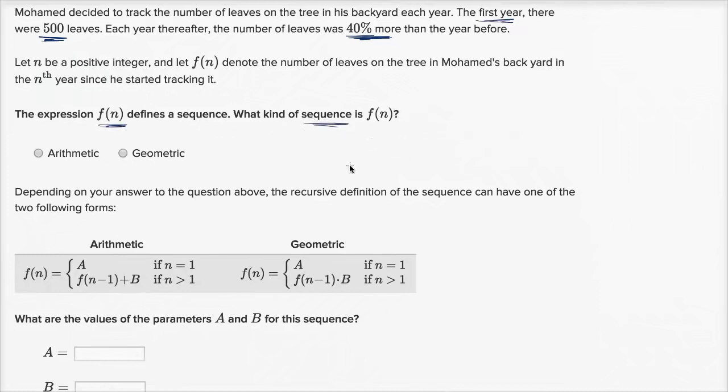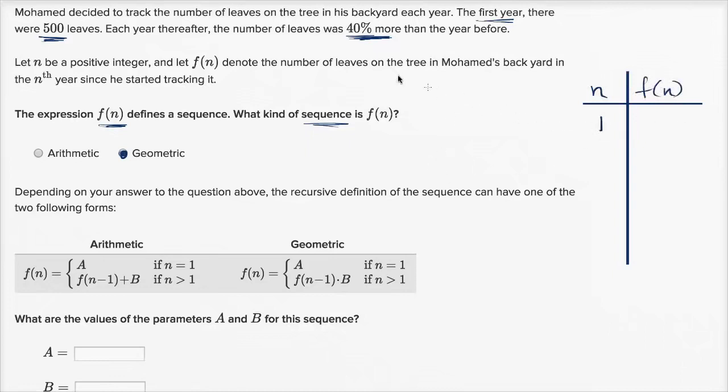So some of you might be able to think about this in your head. Each successive year we're growing by 40%. That's the same thing as multiplying by 1.4. You might say, well, each successive term we're multiplying or dividing by the same number, so it's going to be geometric. But let's make that a little bit more tangible, just in case. So let's make a little table here. So this is n, and this is f of n.